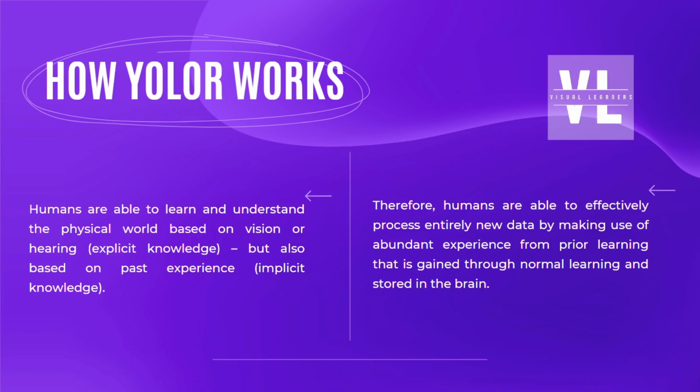Explicit knowledge generally means something that is associated with our senses. So if we perceive something using our vision or hearing, then that information is known as explicit knowledge, something that we learn from new information. But implicit knowledge is something that is ingrained into our brain, something that we have previously learned and that could be applied in the future.